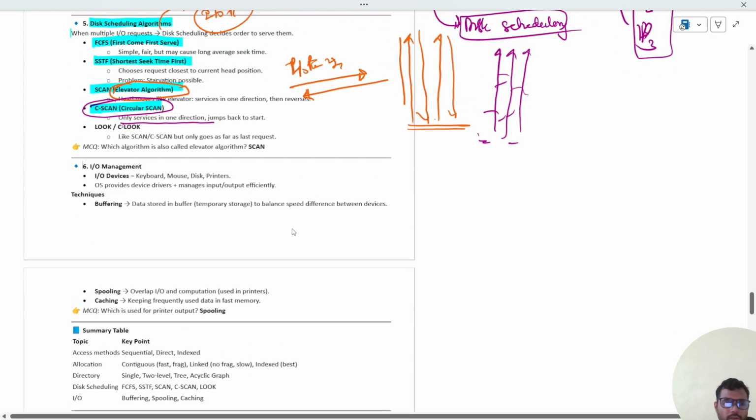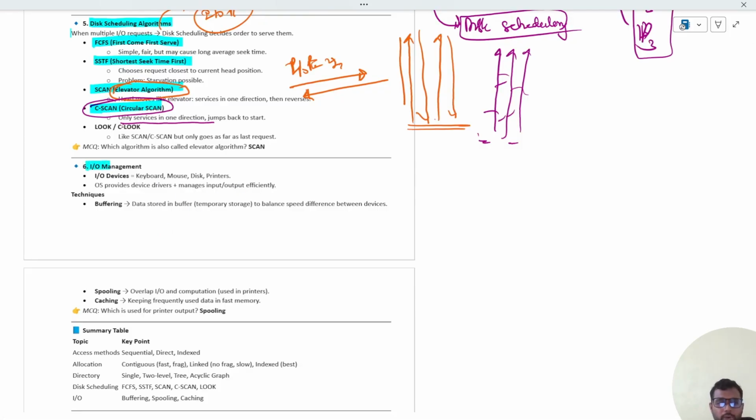Now, in IO management, we have three techniques. In input output management, there are three techniques: one is called buffering, another is called caching, and one is called spooling. What does IO management mean? You have to synchronize the data being transferred between the input output device and the internal CPU or the memory. This is also known as IO management.